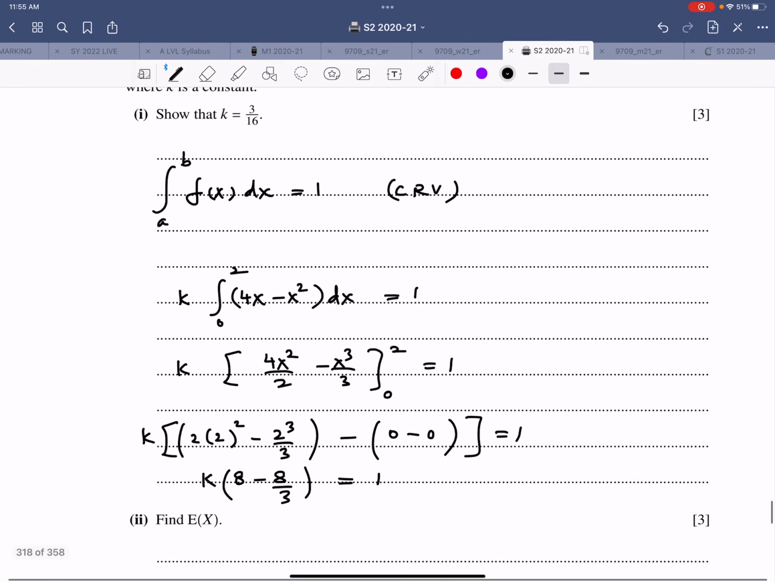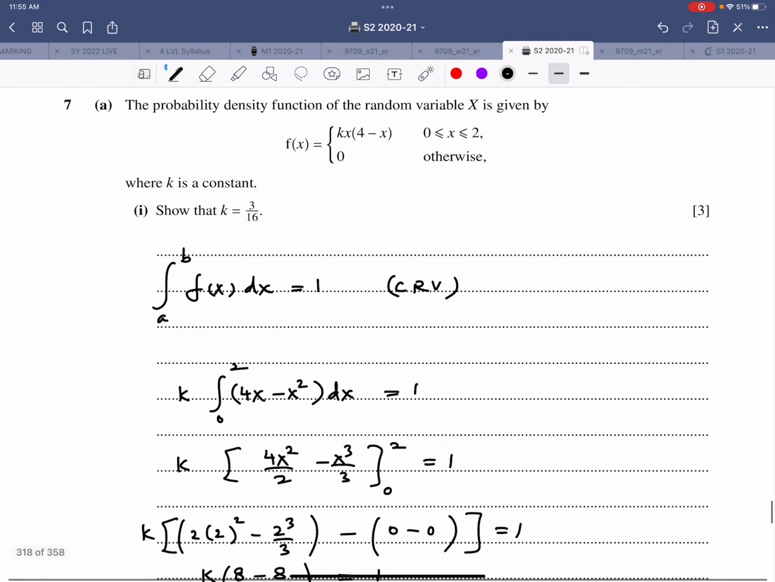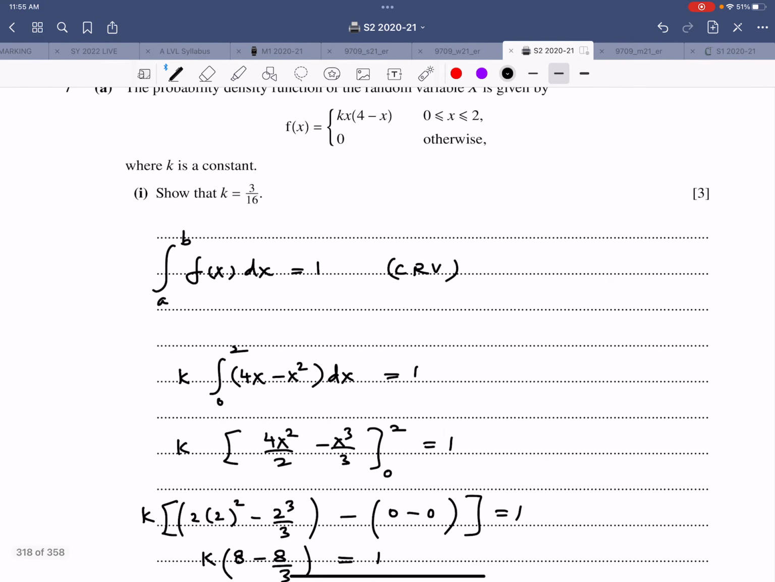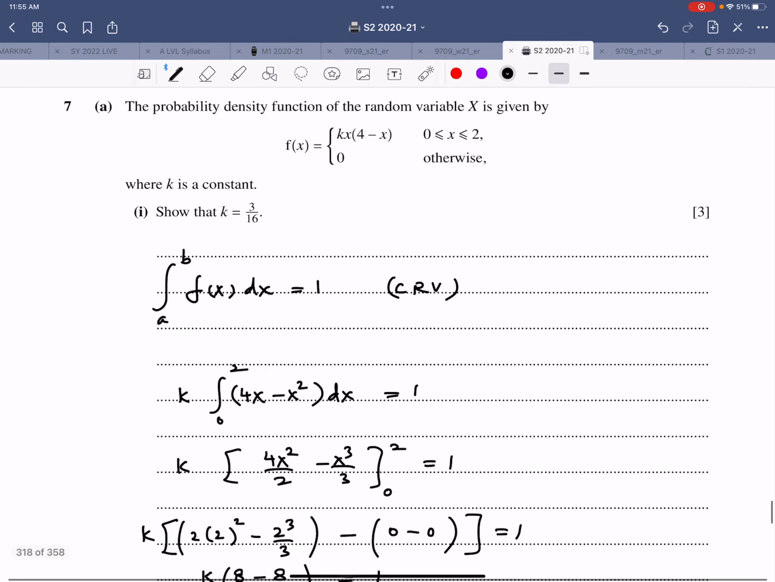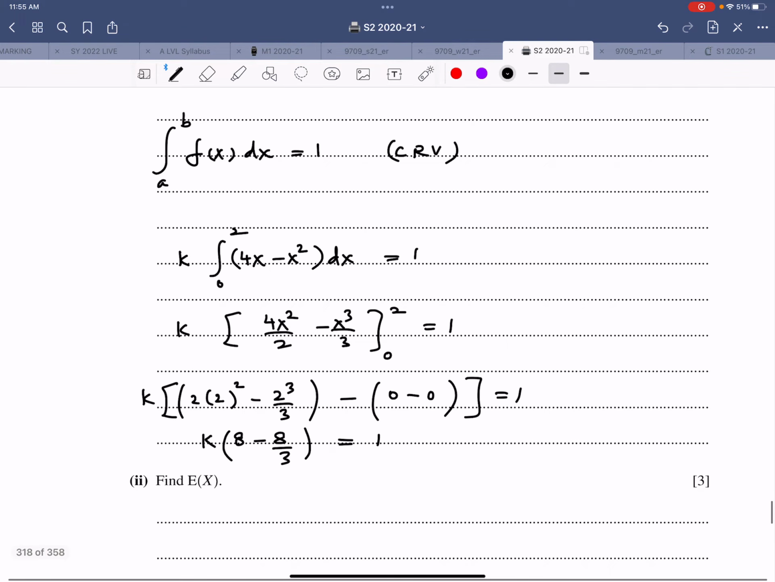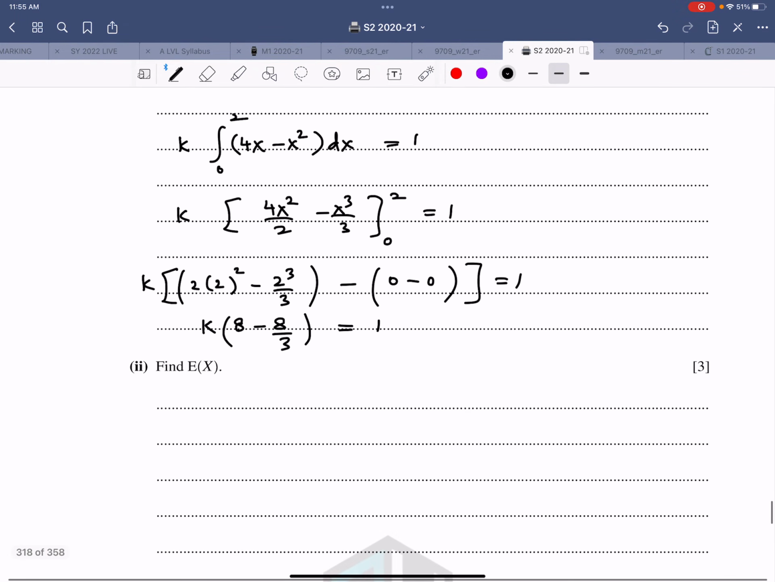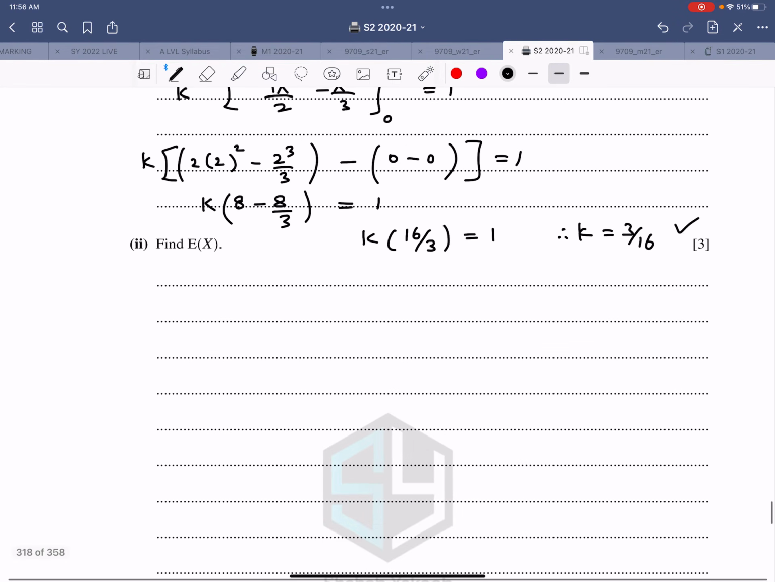Am I missing something? Let me double check. So this is 4x minus x square, that's perfect. 4x square over 2 minus x cube over 3, that's perfect. Limits are 0 and 2, that's done. 0 makes everything go 0. So therefore 3 eights are 24, 24 minus 8 is 16. So k into 16 over 3 equals 1. Therefore k is 3 over 16. So this is done. Find expectation.